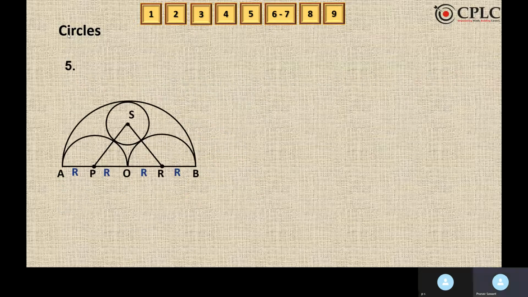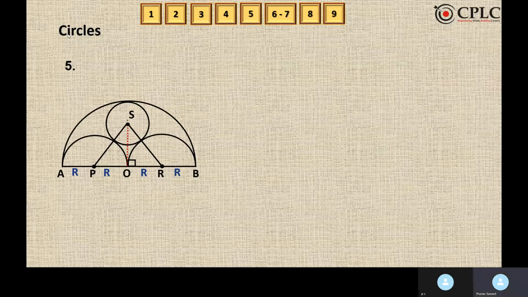So let us take it as R. Now R is the radius. These are the two semicircles that we have. So let us assume the radius of the circles as R. So AB is going to be R plus R plus R plus R, that is 4R.